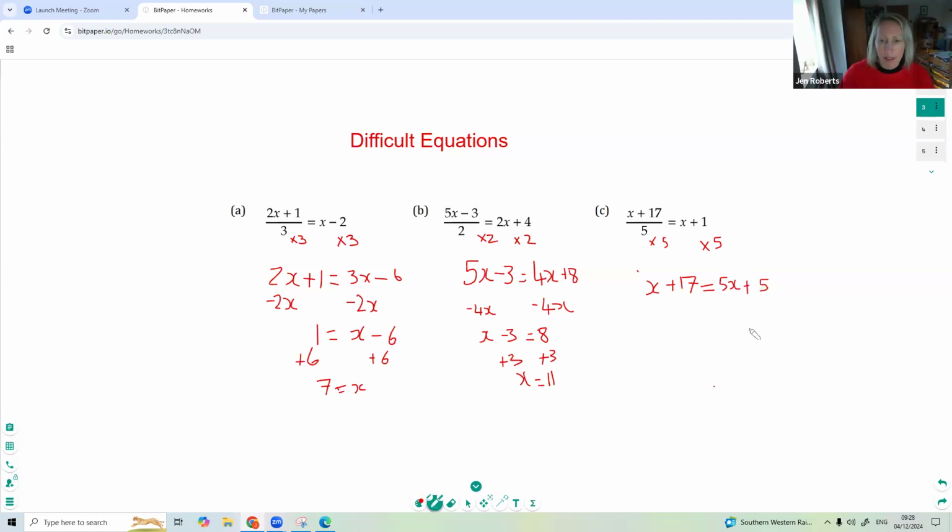Which side's got the least amount of x's? The left-hand side. So I'm going to take an x off both sides. If I take an x off the left-hand side, we're left with 17. If I take an x off this right-hand side, we've got 4x plus 5. Just have a look at it, think about what you want to be doing next. Minus 5 from both sides. You get 12 equals 4x. And then last step, divide both sides by 4. 3 equals x, or x equals 3.